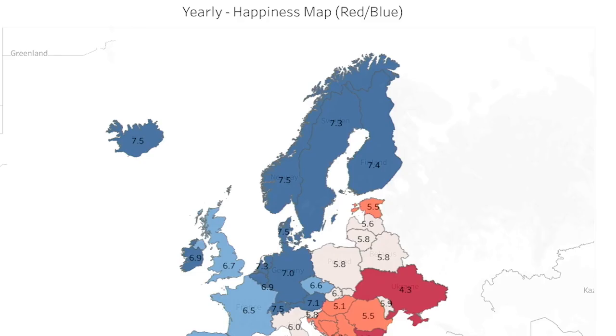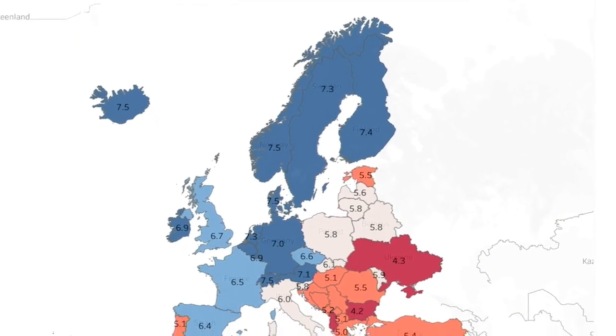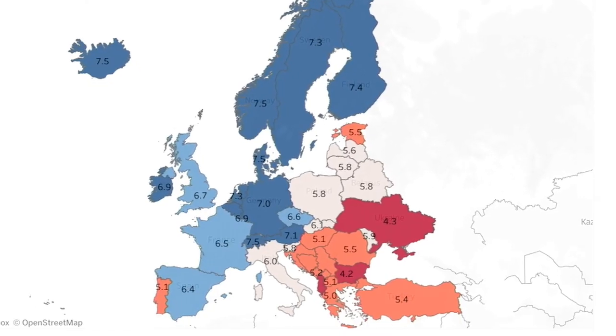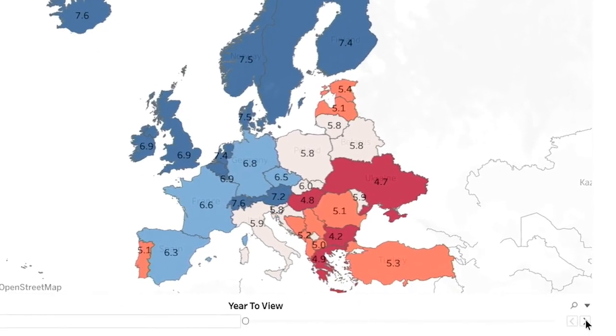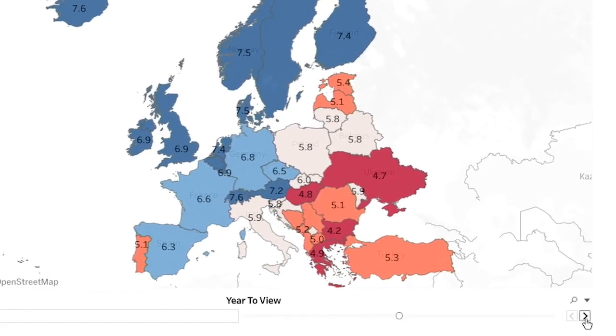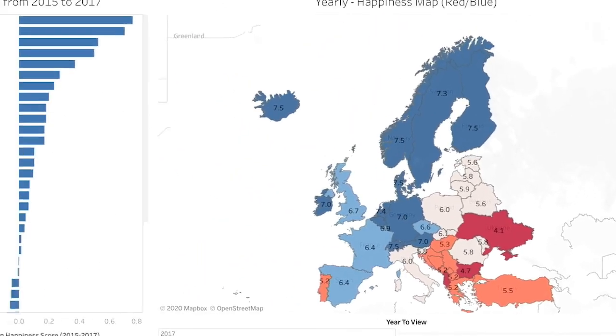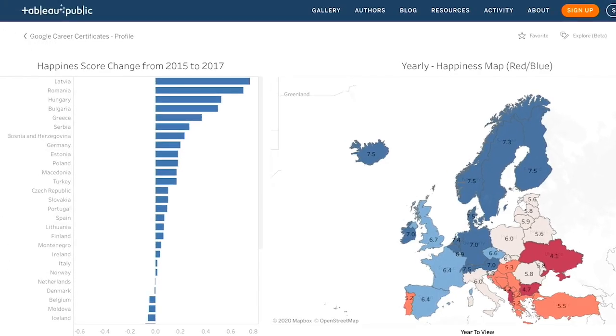The color scale moves from blue for the countries with the highest happiness score to red for those with the lowest. If you look below the map, you'll notice a year-to-view slider where people can choose which year's happiness scores to display on the map. It's currently set for 2016, but if someone wants to know the scores for 2015 or 2017, they can adjust the slider. They could then make note of how the color coding and score labels change from year to year.